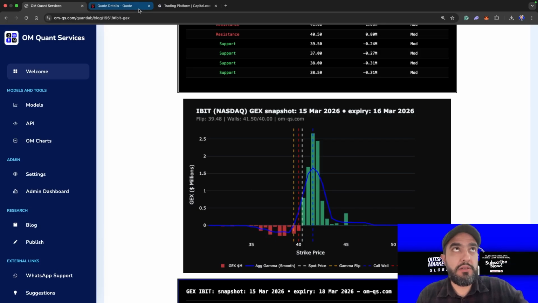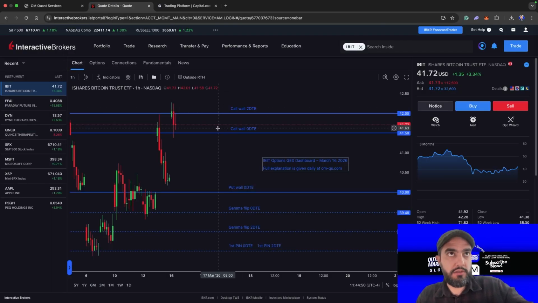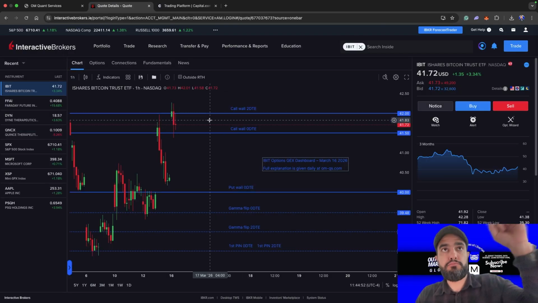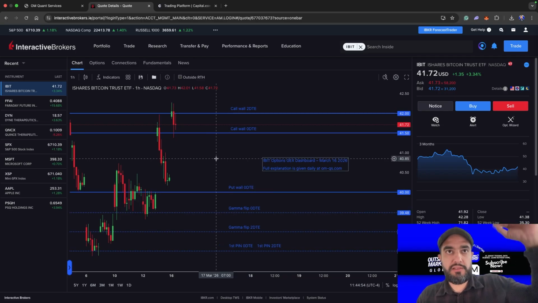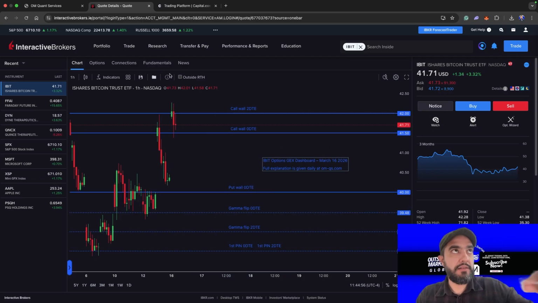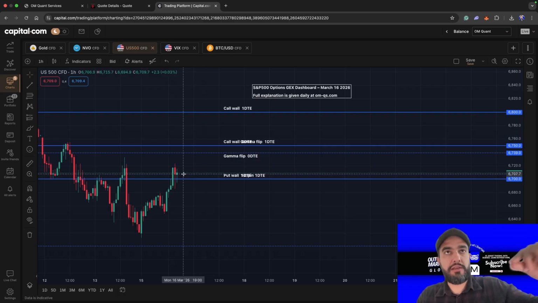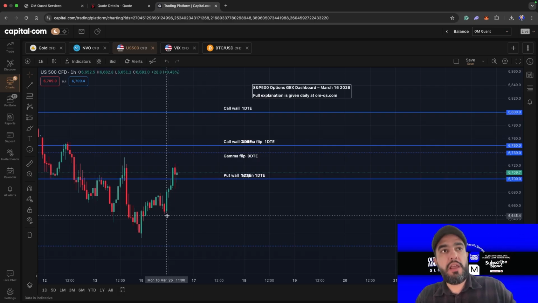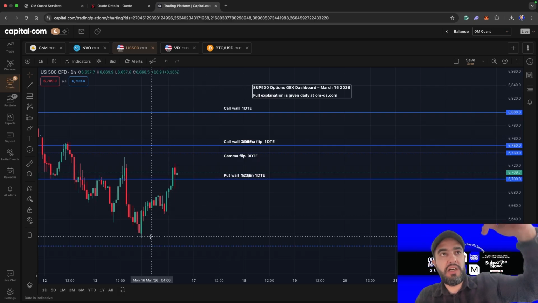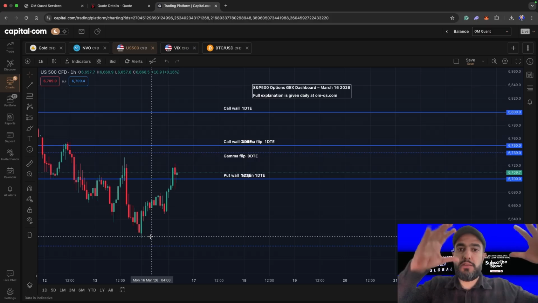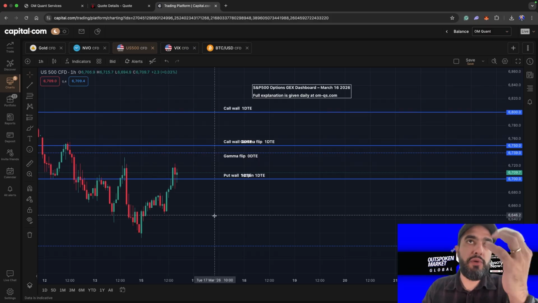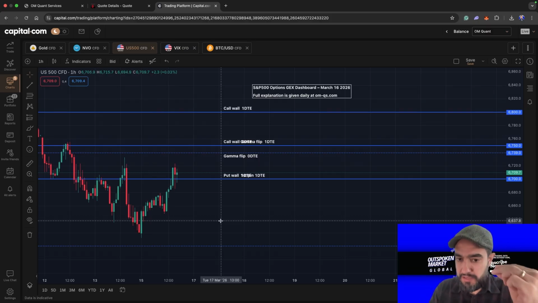So search for mean reversion when you have positive gamma, with the price above the flip. Search for momentum when you have the price below the flip, and whether the direction is up or down doesn't matter. Go with the trend when you are below the flip.